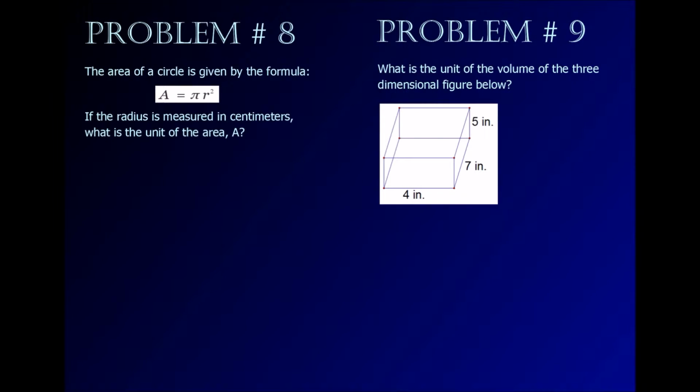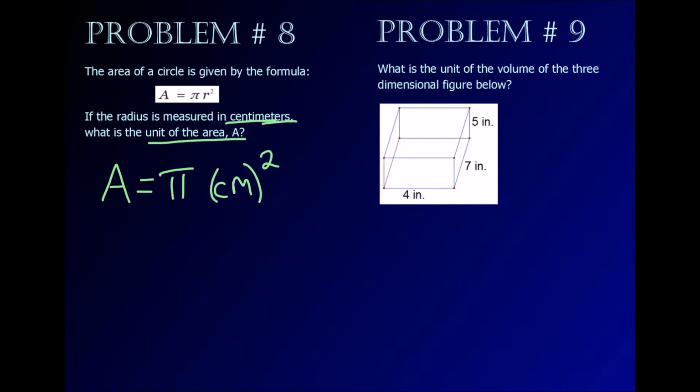In problem 8 and problem 9, it's not actually asking you to figure out a number or a numerical answer. It's actually asking you just about the units. So it's asking us if the radius is measured in centimeters, what is the unit of the entire area of this circle. So basically, I'm just going to replace the radius with centimeters and see what happens. A equals pi times centimeters squared.